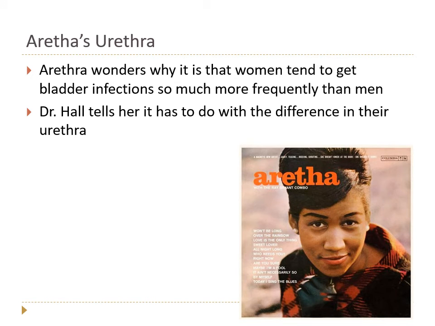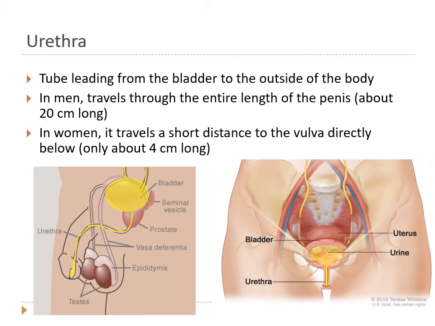Urethra wonders why it is that women tend to get bladder infections so much more frequently than men, and in fact they do. Most women will get at least one urinary tract infection in their lifetime, and many women will get more than one. And the reason is because of the differences in their urethras. If we take a look at the urinary and reproductive anatomy of the male versus the female, this urethra is a tube that leads from up here at the end of the urinary bladder all the way down and out the body.